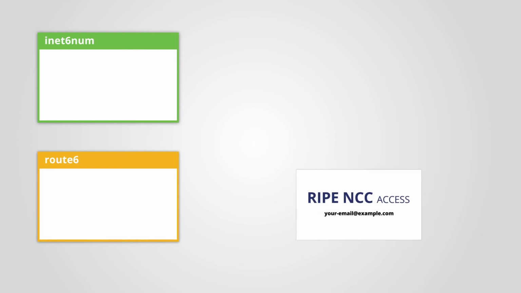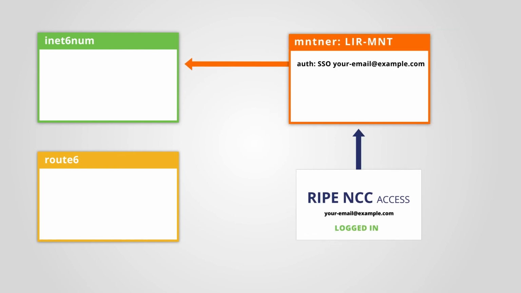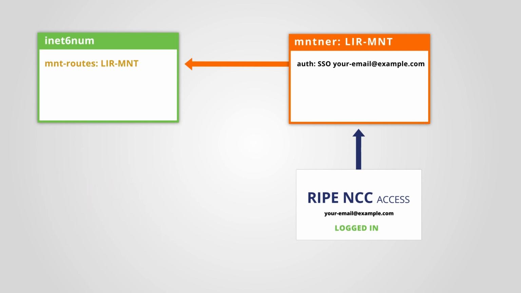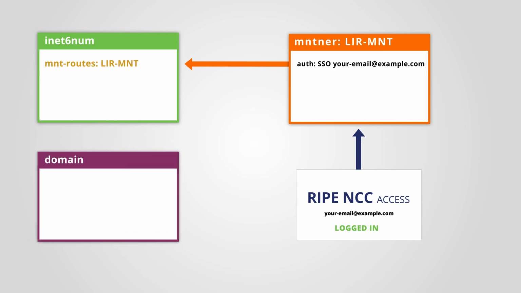This works the same way for route and route6 objects. You can only create a route object if you are logged in with a RIPE-NCC access account of the maintainer listed as mnt-routes in the corresponding inetnum or inet6num object. The same is true for domain objects. You can only create a domain object if you are logged in with a RIPE-NCC access account of the maintainer in the mnt-domains attribute of the corresponding inetnum or inet6num object.